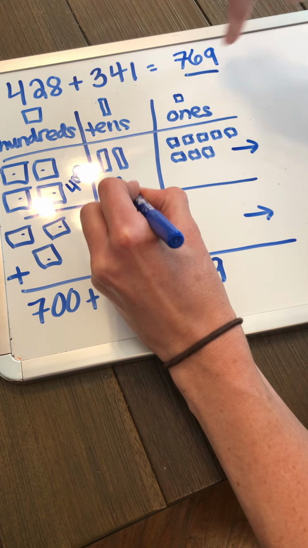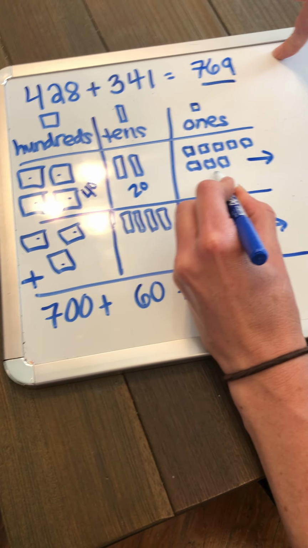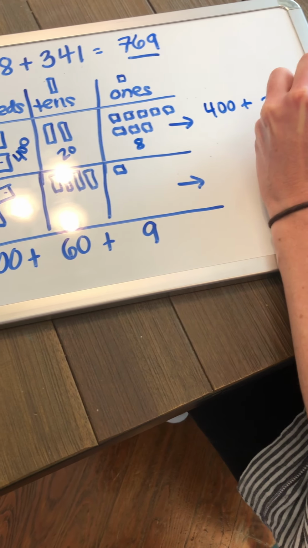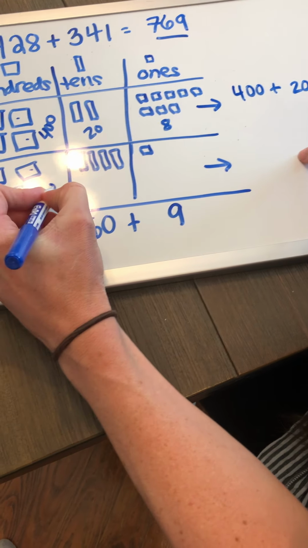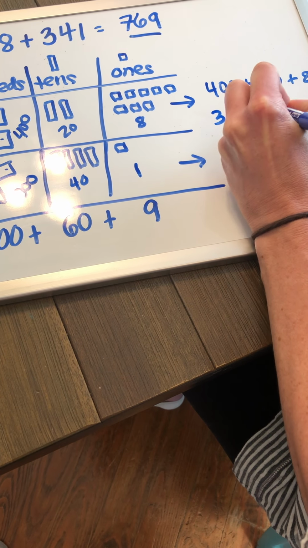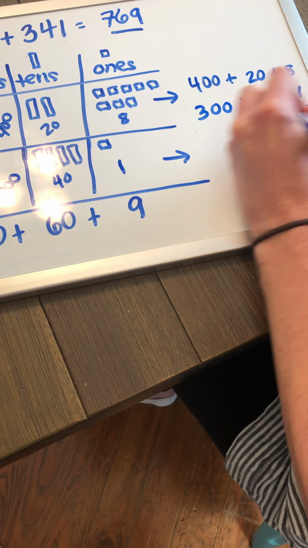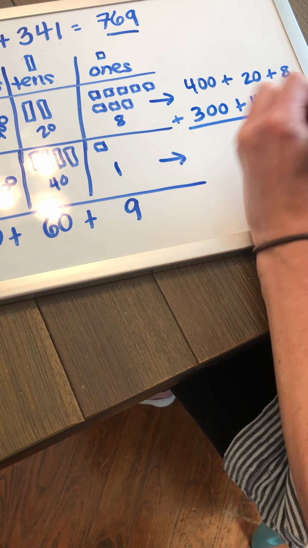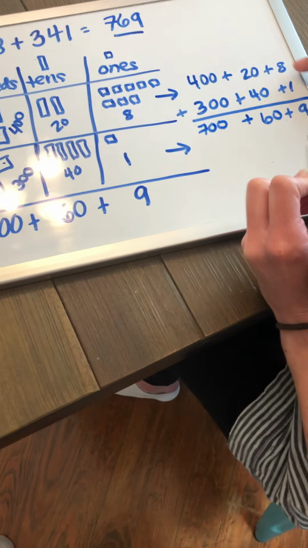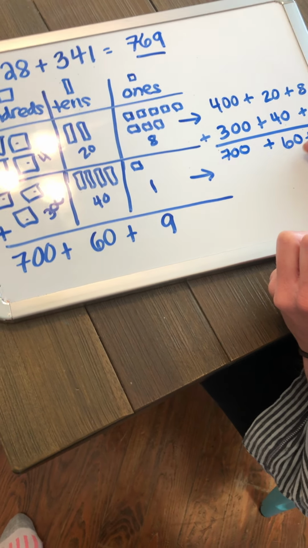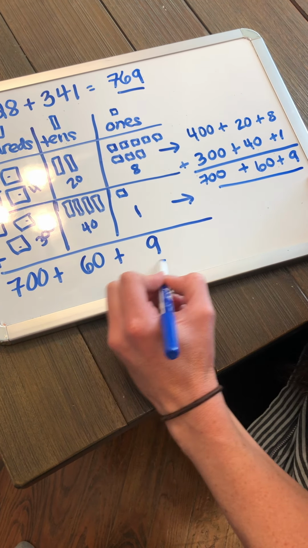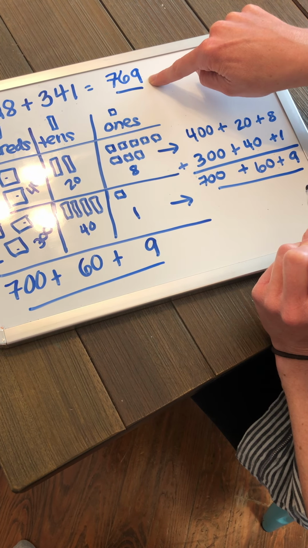We talked about expanded form, so again, you could choose to do with expanded form where we just represent the value, 428. So I would just write 428. We have 340 and 1, so I could do 340 and 1, and I could add them up. 8 plus 1 is 9, 20 plus 40 is 60, and 400 plus 300 is 700. We get the same sum of 769.